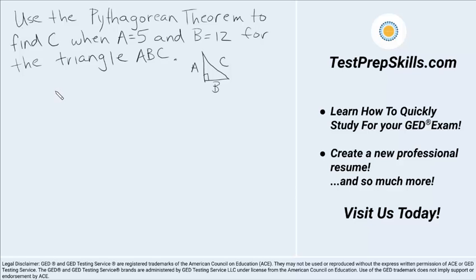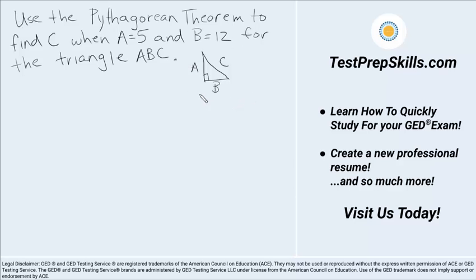In this video, we're going to be solving a problem using the Pythagorean theorem. So the question says, use the Pythagorean theorem to find C when we know that A equals 5 and B equals 12 for this given triangle ABC.